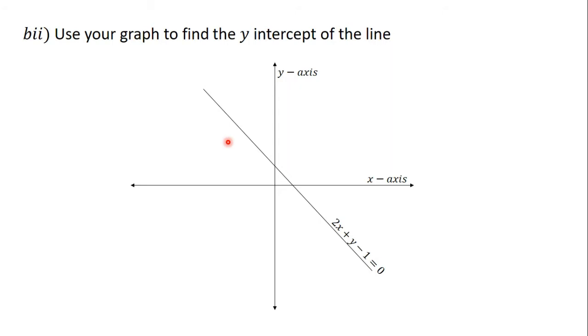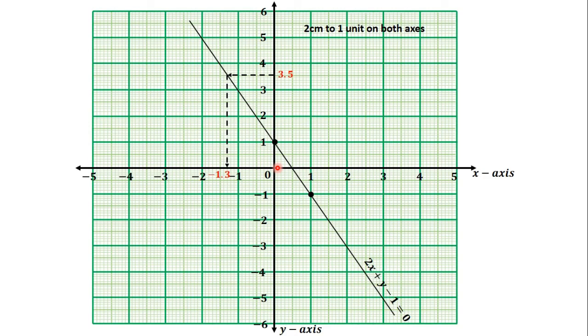Now, how do we use the graph to find the y-intercept of the straight line? Let's assume that this is the straight line 2x + y - 1 = 0. The y-intercept is the point where the line cuts the y-axis. So it means that in this case, the y-intercept will be this point, the point where the line cuts the y-axis. The value there will give us the y-intercept. Let's do that on the actual graph and see.